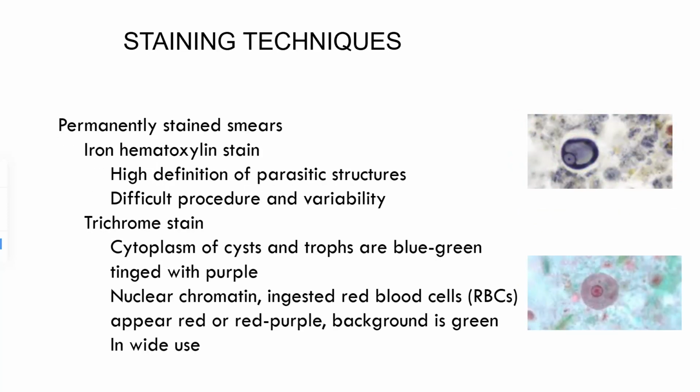Permanently stained smears. It's recommended that you make a permanently stained smear of each one of the 3 fecal collections, so you can always go back and reference it in case something ends up being positive later on and a tech missed it. Iron hematoxylin stain gives high definition of parasitic structures, but it's a difficult procedure and has some variability. With the trichrome stain, the cytoplasm of cysts and trophozoites is blue-green tinged with purple. Nuclear chromatin and ingested red blood cells appear red or red-purple, and the background is green. That one is in wide use.